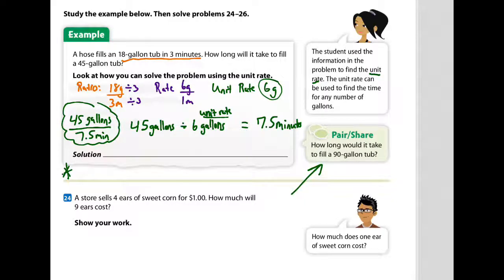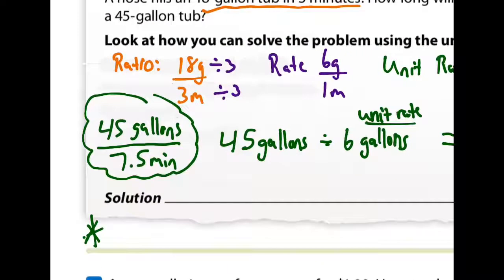All right, so now let's see how you did in this one. So the answer should be, if I go up to my 45 gallons in 7.5 minutes, if I wanted to go to 90 gallons, I would just multiply, not by 9, I'm sorry. Sometimes it's hard to talk and write at the same time. I would just double it, times 2, would get me 90 gallons. So if I double 7.5, I'll get 15 minutes.